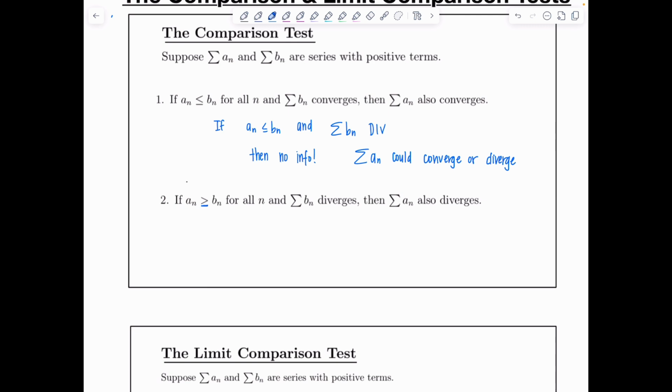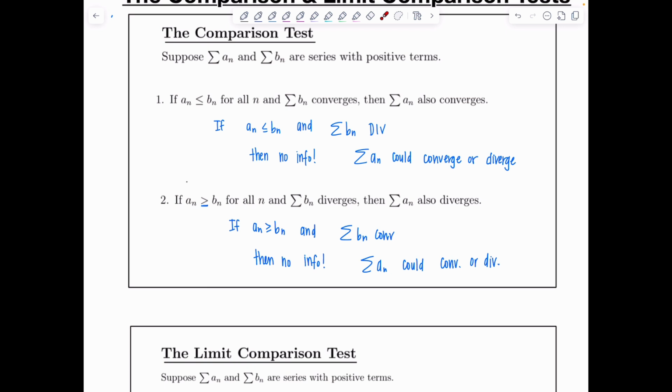But again, be careful, because if an is greater than or equal to bn and the sum of bn converges, then again, no info. The sum of an could converge or diverge. And I don't stress about which one's an, which one's bn. Who cares? Just remember, the larger series converging forces the smaller one to converge. The smaller series diverging forces the larger one to diverge. And that's the only way direct comparison works.